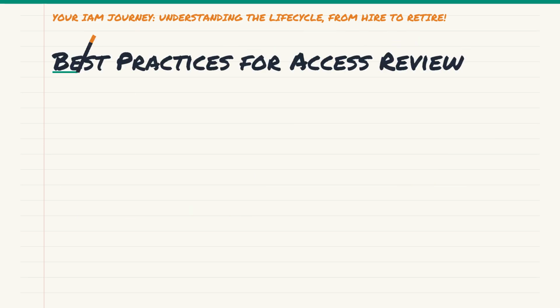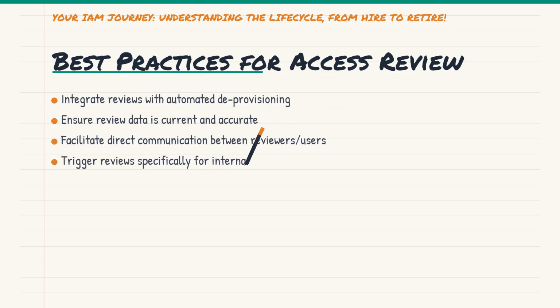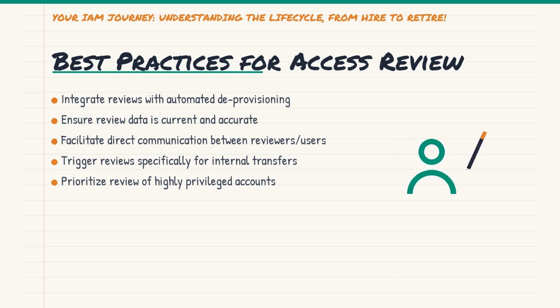To really nail access reviews, consider integrating them with your IAM system so that flagged access automatically triggers a deprovisioning workflow. Ensure the review data is always fresh, pulling directly from live systems. Crucially, encourage direct communication between reviewers and users if there are questions about specific access rights. For our transferred employees, having specific review campaigns triggered by HR system changes can be extremely effective. This ensures that when John from marketing moves to sales, his old marketing access is explicitly reviewed and removed.